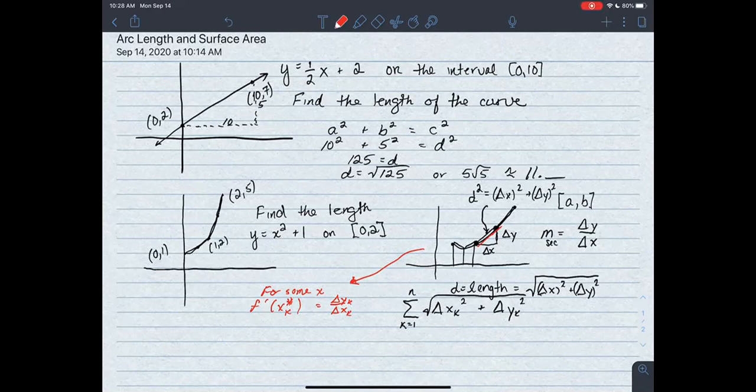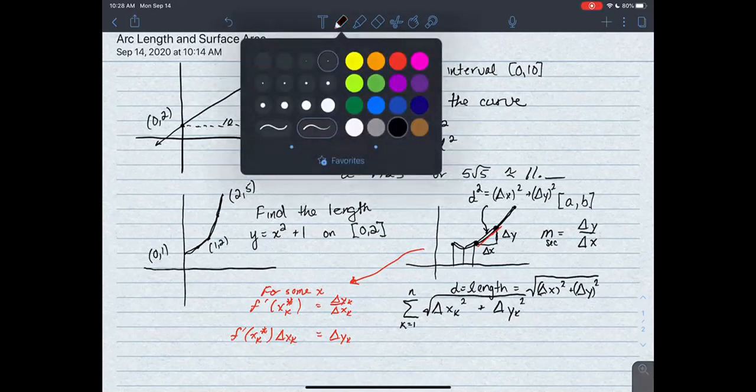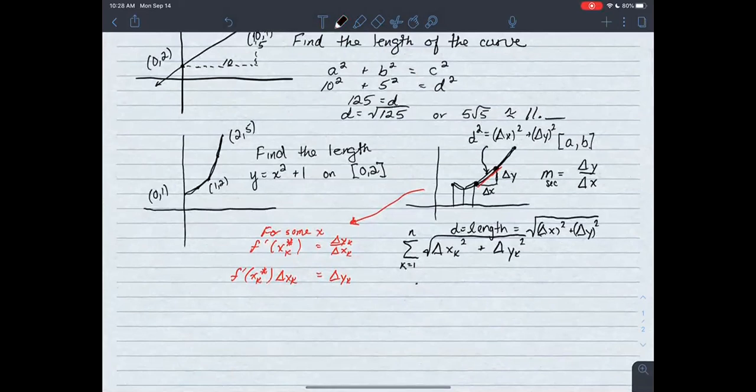But notice over here in our formula, we just have a delta y. We don't have a delta x. So I need to solve this thing for delta y. Delta y sub k is going to be equal to the derivative someplace times delta x sub k. And if we let all those delta x's be the same, we can drop some of these subscripts. So let's see what happens to our formula. We're only going to do the little development of this for the arc length. The surface area formula is very similar, so I'm not going to develop it too. You can read about it somewhere fun.